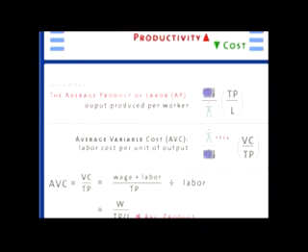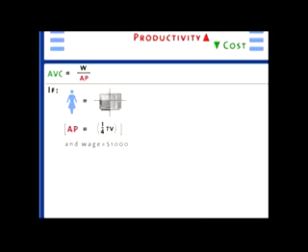Let's see if I can make this a little bit more intuitively clear with an example. And again, I'll use the example we had before. Let's suppose that one worker can, on average, produce 1/4 of a television set. If one worker can, on average, produce 1/4 of a television set, then it's going to take 4 workers, on average, to produce 1 whole television set.